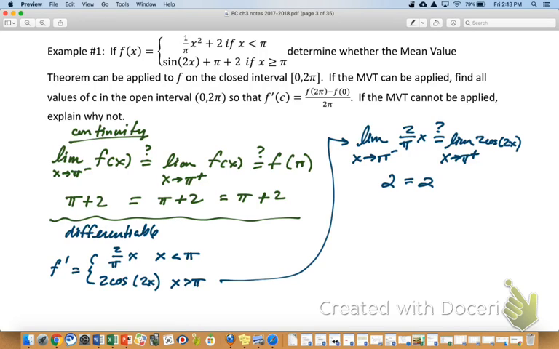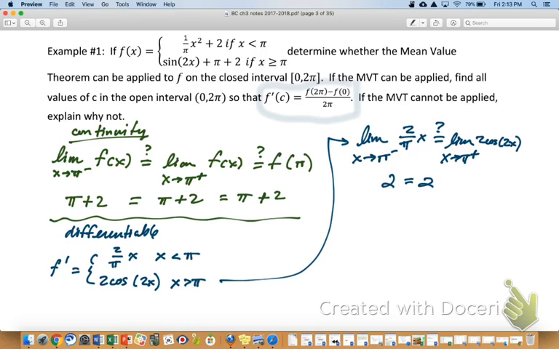And so we could actually use the MVT, which the hypothesis for it is right here. We can actually use the MVT to maybe find these places where the instantaneous slope, aka the derivative, equals the average slope. So we've shown the two conditions are met here. Does that make sense? Continuity, differentiability. Okay.